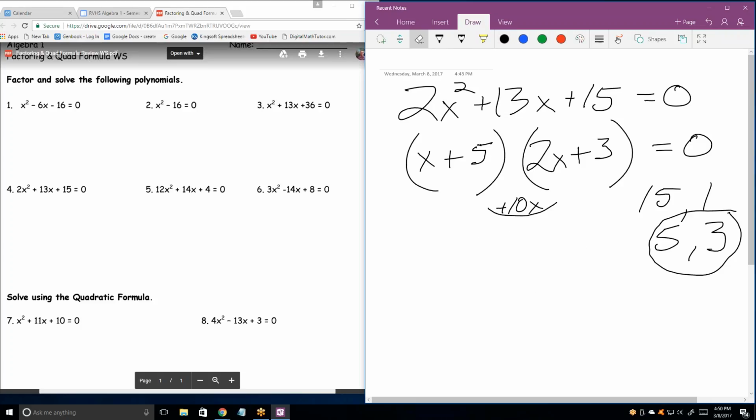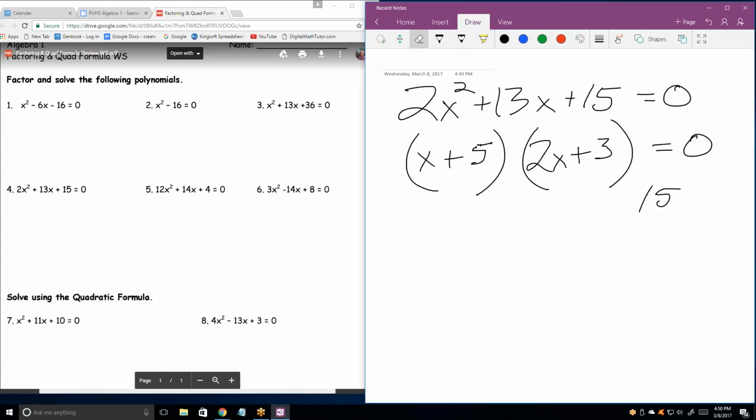In other words, that's all the checking I need to do in my mind. If my life depended on it, I would go ahead and FOIL these and make sure that after the foiling and simplification, I had what I'm starting with. But I'm 99.9% sure of my answer the moment I do check the O and the I of FOIL. Now, what is my solutions?